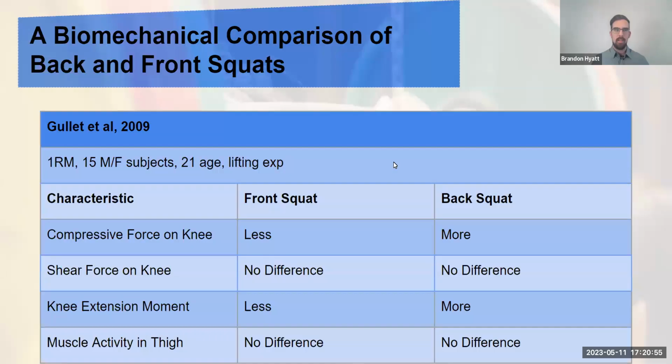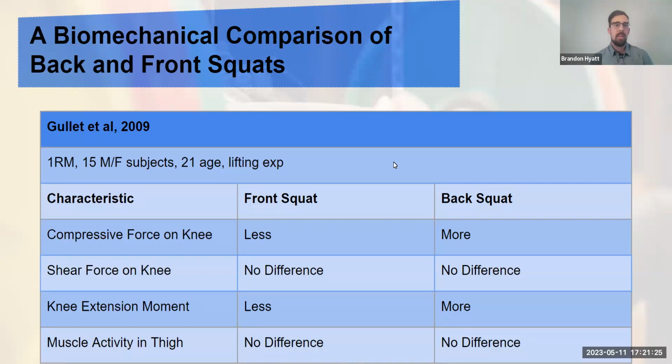All right, time for some research. Let's get into it. This study is called A Biomechanical Comparison of Front and Back Squats by Gullett et al. in 2009. You can see they looked at front versus back squat. You can see those variables down there. And what's important is that we always consider the subjects that they're using, because competitive bodybuilders are not always going to apply to another type of population.